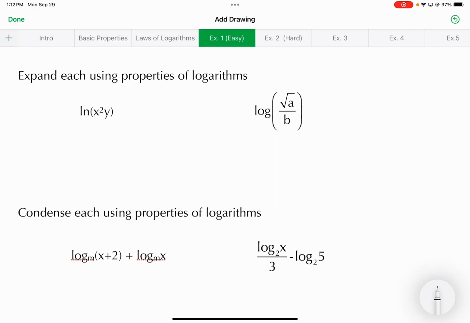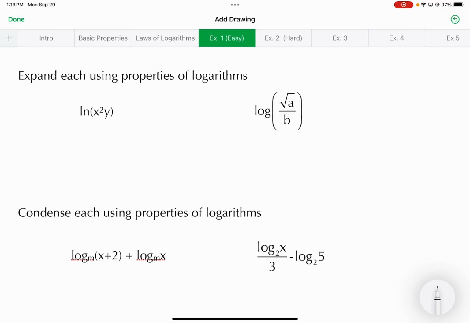Okay, so let's do some easy expansions using properties of logs. So natural log, this one's for Hannah. Natural log of x squared times y. Doesn't matter the base of log, natural log, common log, log base 2, doesn't matter. All these properties still apply. All right? What rules, product, quotient, or power, would you expect me to use for that first one?